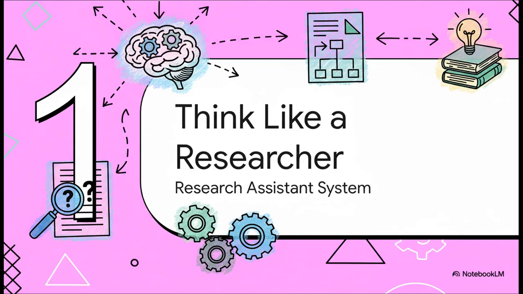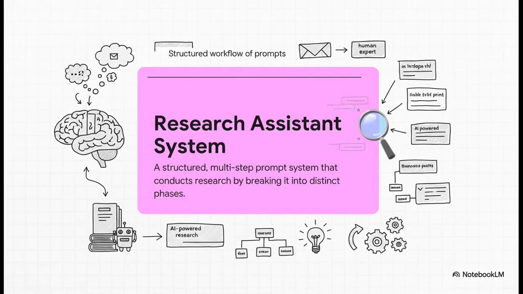So how do we fix this? Well, we need to completely shift our thinking. Instead of just barking a command, we need to guide the AI through a real professional research process. And this is where something called the Research Assistance System comes into play. So what is this Research Assistance System? Now don't worry, it's not some new app or a complicated tool you have to go buy. It's simply a method, a structured workflow of prompts that breaks a huge research task down into separate, manageable phases. You know, just like a human expert would.